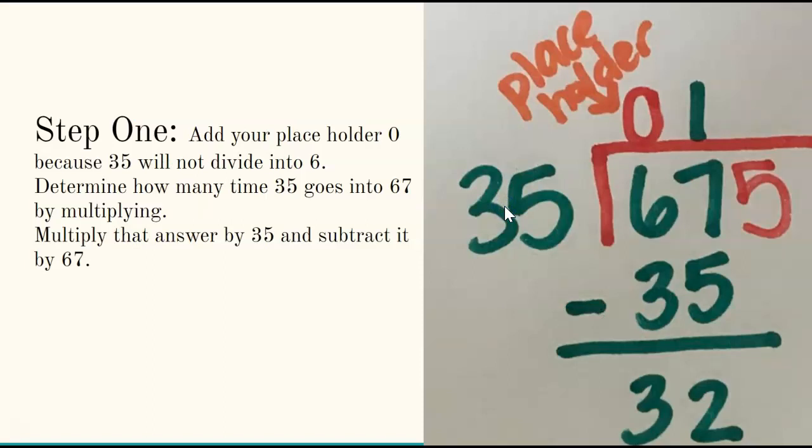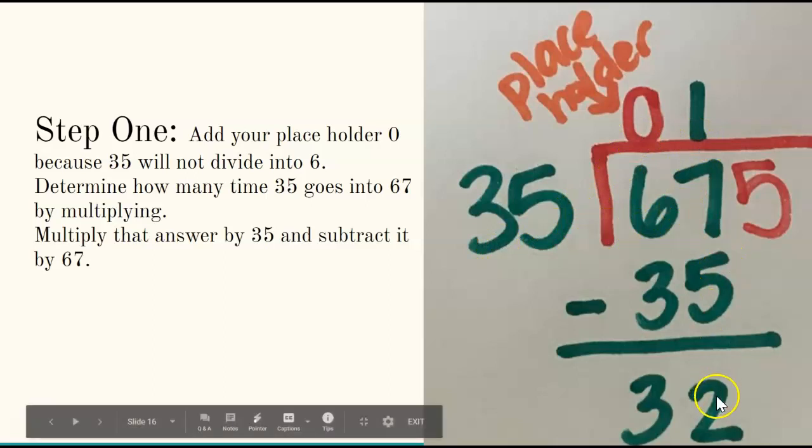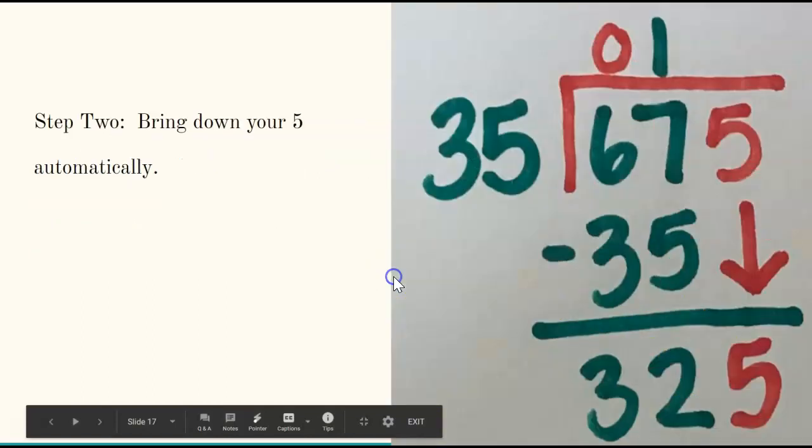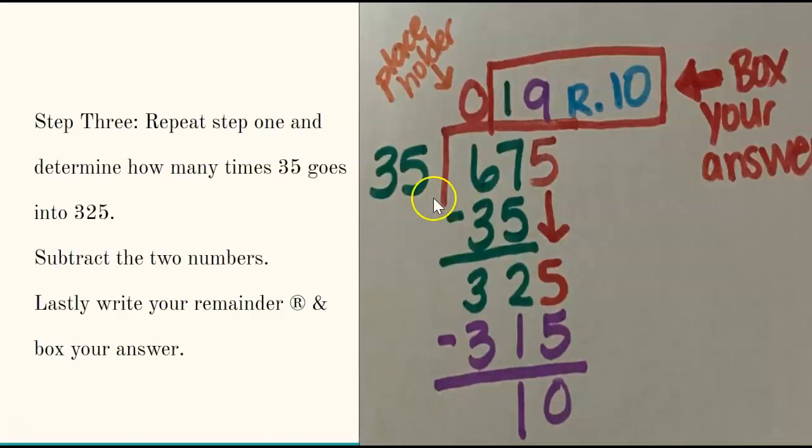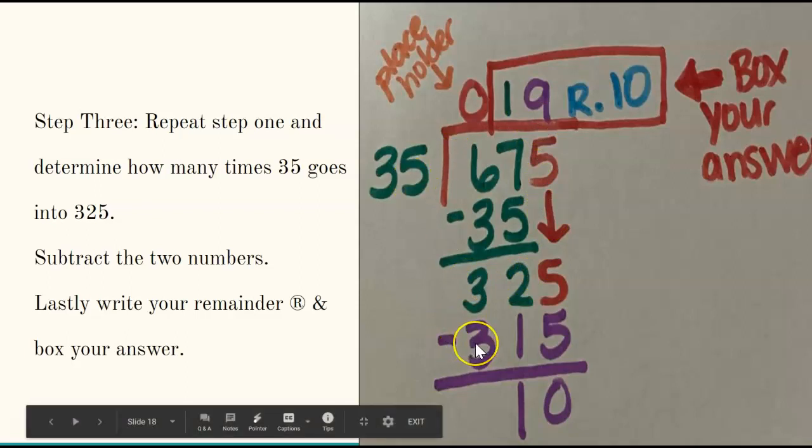You had step 1. 35 does not go into 6, so you added this placeholder right here. Then you went, how many times does 35 divide into 67? Your answer is 1, so you subtracted 35, leaving you with 32. From there, you move to step 2, where you bring down the 5. Then you have to figure out in step 3, how many times does 35 divide into 325? You should have come up with 9. 35 times 9 is 315. You subtract the 325 minus 315, and you get a remainder of 10.